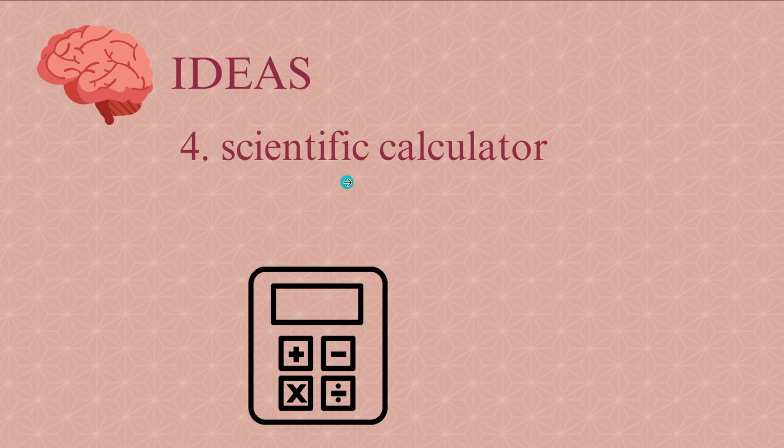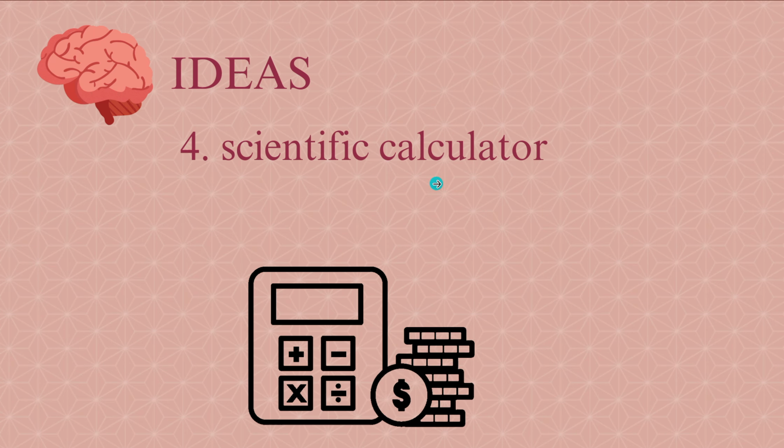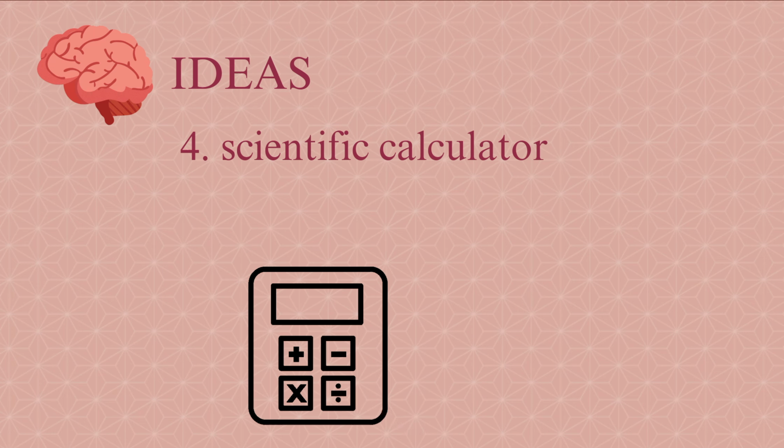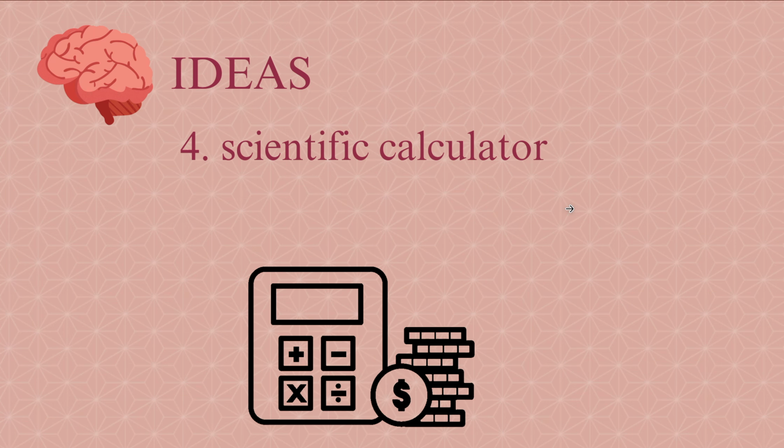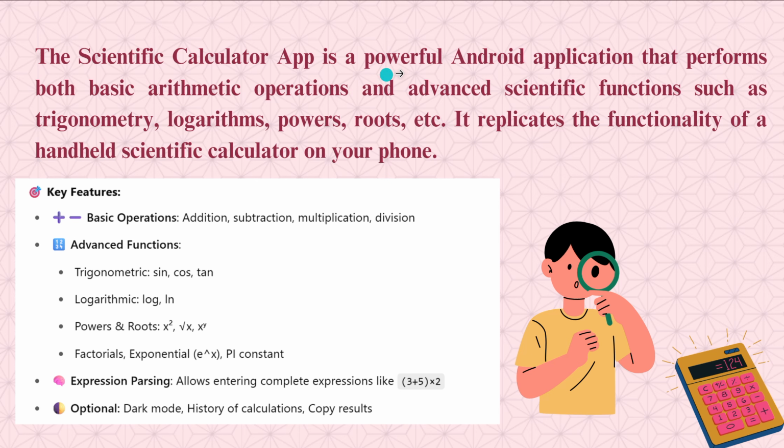And fourth one is scientific calculator. It is also a very easy project if you are a beginner. If you are a beginner to Android Studio, then you can implement this scientific calculator and you can use your own app in your phone. The scientific calculator app is a powerful Android application that performs both basic arithmetic operations and advanced scientific functions such as trigonometry, logarithms, powers, roots, etc. It replicates the functionality of a handheld scientific calculator on your phone.